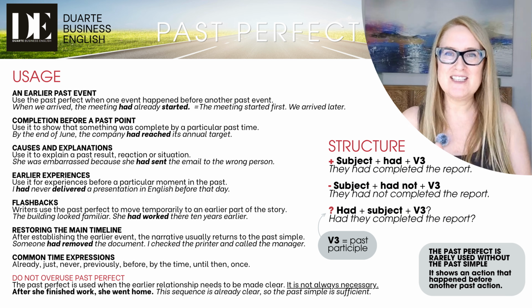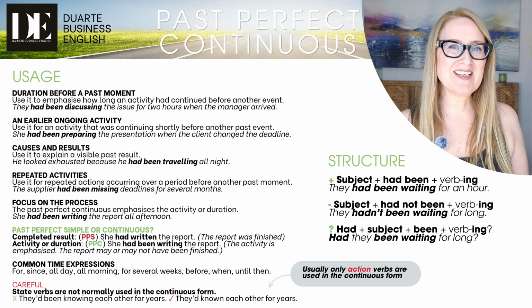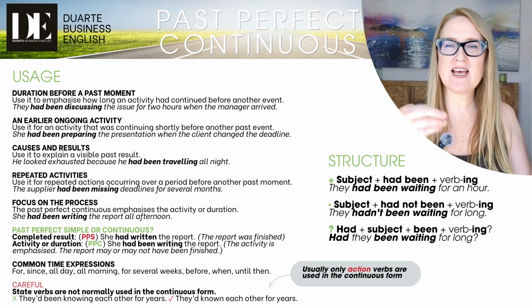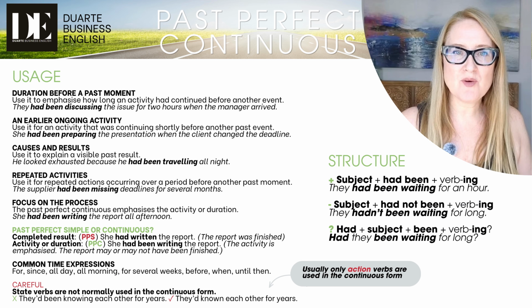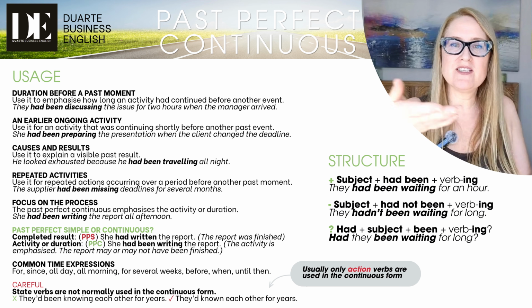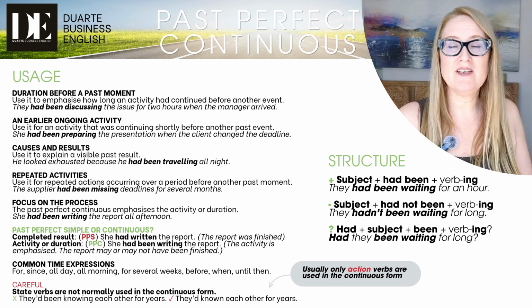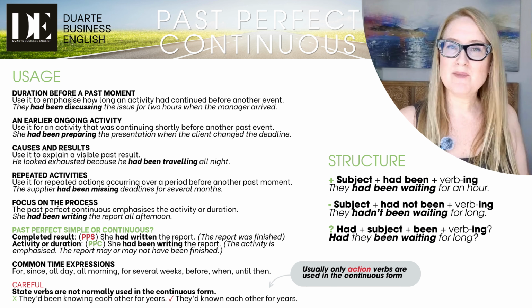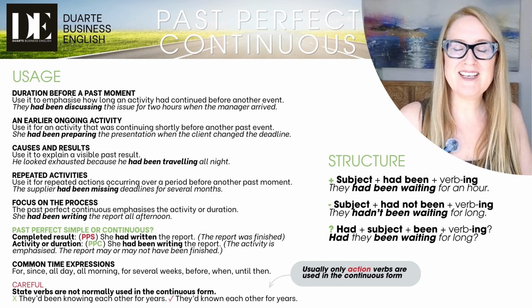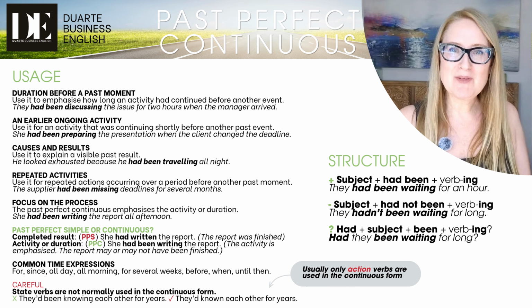So there's a little bit of the narrative tenses in past perfect continuous. The structure is pretty straightforward, just like the past perfect. Your subject had been, the verb in the ing form. They'd been waiting for an hour. Negative, subject hadn't been or had not been, verb in your ing form. They hadn't been waiting for long. Question, had, subject, been, verb, ing. Had they been waiting for long?